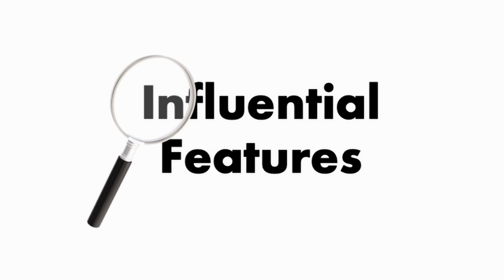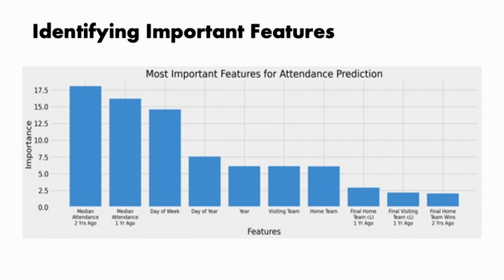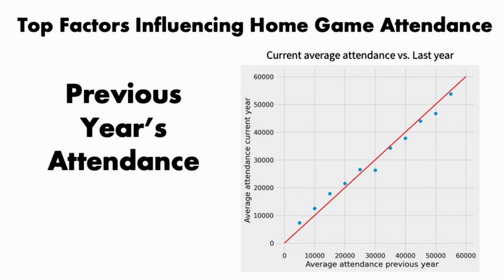Thank you, Gary. I'm Xiaoyu. I'm talking about the influential features in our models. Our model has the ability to identify the feature importance and quantify the score of those. We rank our features, and we find out that the median attendance 2 years ago and the median attendance 1 year ago are two of the most important features in our models. Following that, the time series data such as the day of the week, day of the year, and the year.